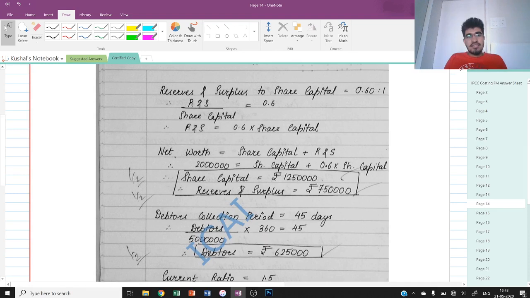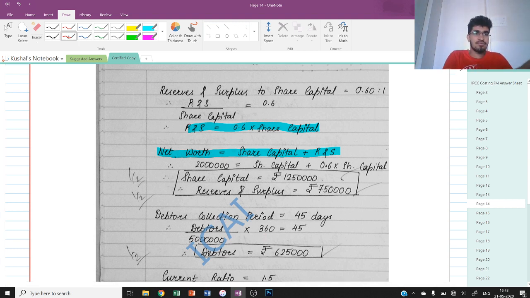Net worth means the total share capital plus reserves and surplus. Reserves and surplus to share capital is what? 0.6 is to 1. Therefore, reserves and surplus whole upon share capital is equal to 0.6. Thus, reserves and surplus is 0.6 into share capital. So, reserves are 60% of share capital. Net worth is what? It is share capital plus reserves and surplus. Therefore, 20 lakhs is share capital plus 0.6 into share capital. Okay, share capital plus reserves and surplus. Reserves and surplus are what? 0.6 into share capital. This has been brought over here, and therefore the share capital is 12 lakh 50,000. 60% of 12 lakh 50,000 amounts to 7 lakh 50,000, which is nothing but the reserves and surplus.